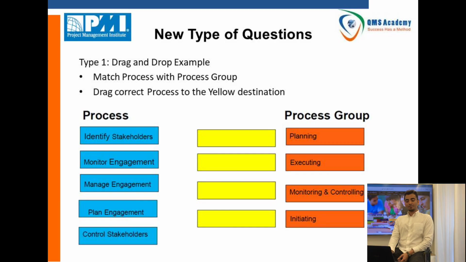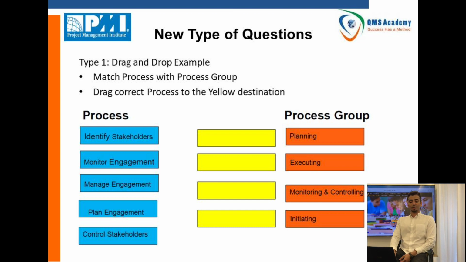So if you see the first type of question, which is called drag and drop. Drag and drop is nothing but match the process with the process group. So if you see here, there are these processes given in blue and the process groups are given in red, and there are these yellow blank boxes. So what you have to do in the examination is just drag and drop. So drag this identify stakeholder and put it under the right match. The right match for identify stakeholder is nothing but initiating. So I'm just going to drag and drop this identify stakeholder into this yellow box. So this is called the first type of new introduction in the exam, drag and drop.